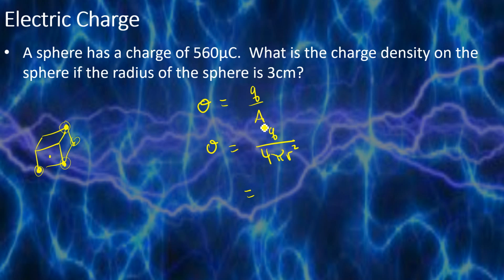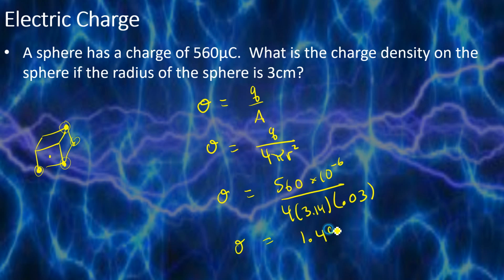So our charge, we're going to do 560 times 10 to the negative 6 all over 4 times 3.14 is good enough. And we'll change this to meters, so 0.03 meters squared. So what is our charge density? Putting this in, I get a charge density of 1.49 times 10 to the negative third coulomb per meter squared.